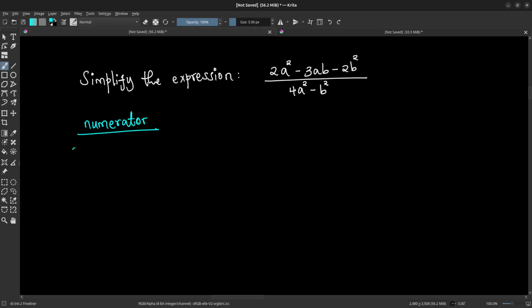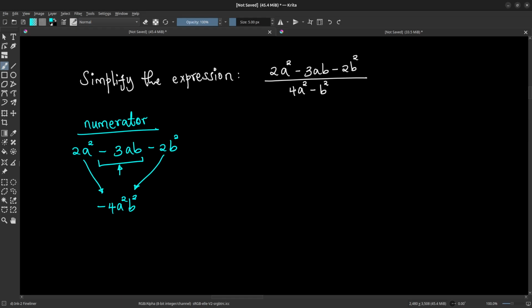The numerator is 2a squared minus 3ab minus 2b squared. To simplify this, we need to rewrite this middle term into two terms such that when they are multiplied, we get 2a squared times negative 2b squared, which is negative 4a squared b squared. And when they are added, they should give us this middle term, which is negative 3ab.